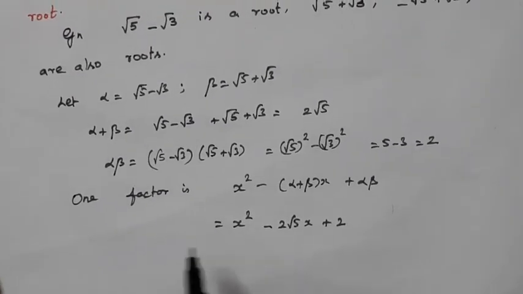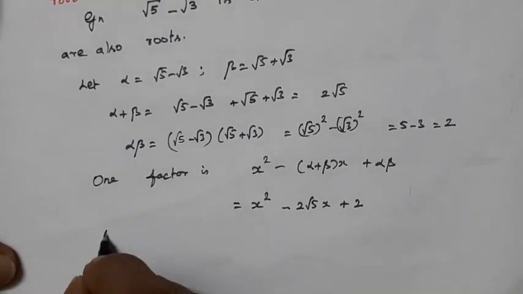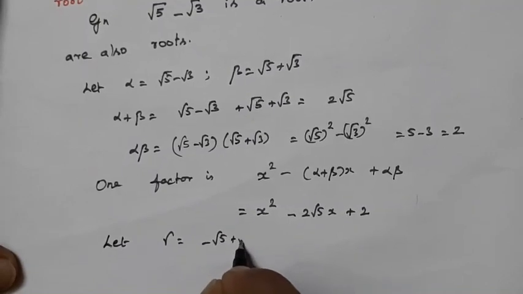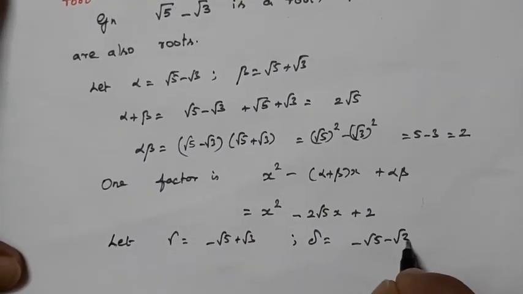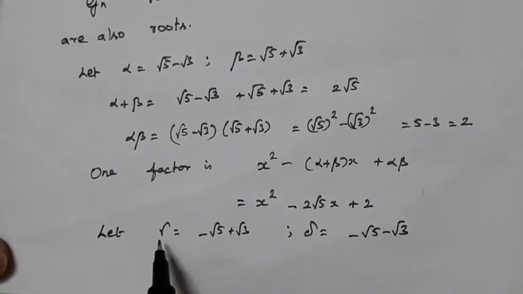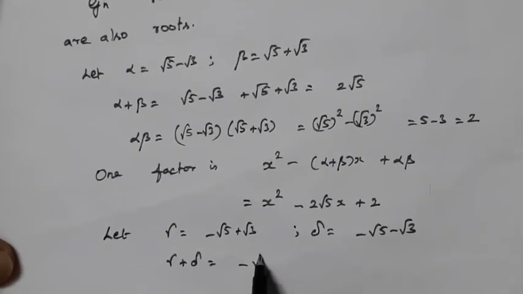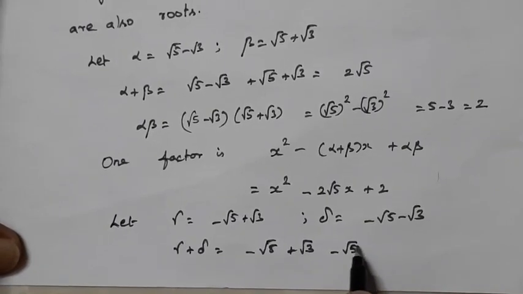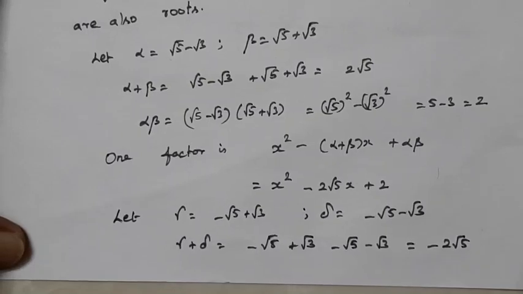So to find the other factor using the other two roots, let us take for convenience one root to be some gamma, that is minus root 5 plus root 3, and delta, minus root 5 minus root 3. Okay. So as usual, in order to find the factor, let us find gamma plus delta, that is the sum. So gamma plus delta is equal to minus root 5 plus root 3 minus root 5 minus root 3. So that is equal to minus 2 root 5.